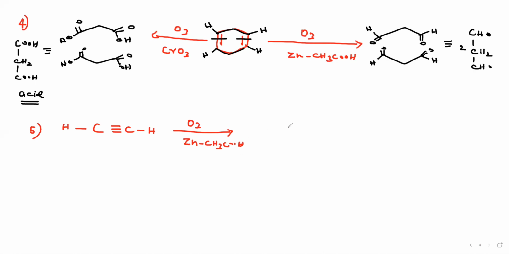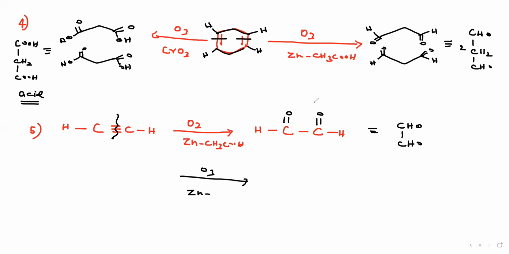The remaining one bond is the same. The carbon has a single bond, and in the break point we add oxygen, a double bond. So, what is the answer? This is CHO and CHO. For oxidative, with O3 and H2O2, now you know, if the bond breaks again, we get formic acid, 2 moles of formic acid, HCOOH. We get the point.